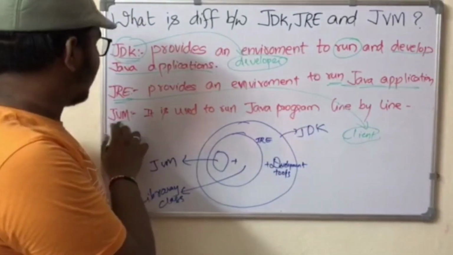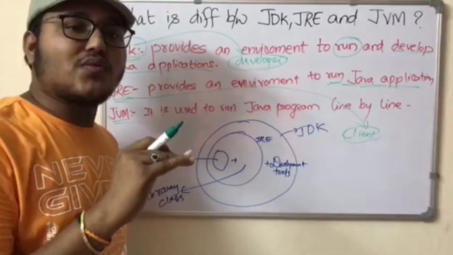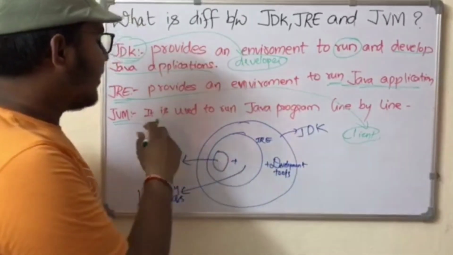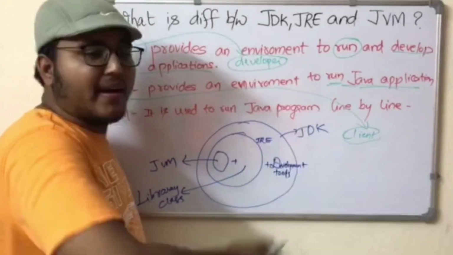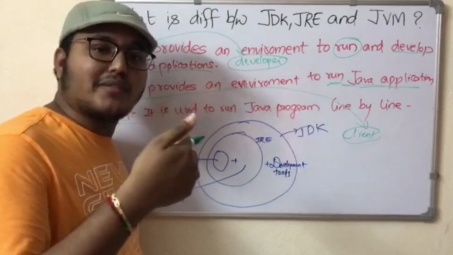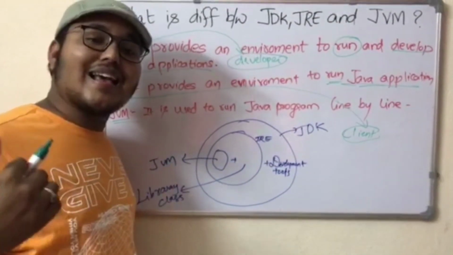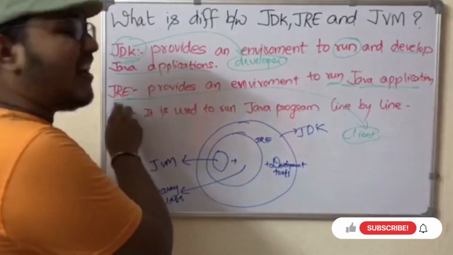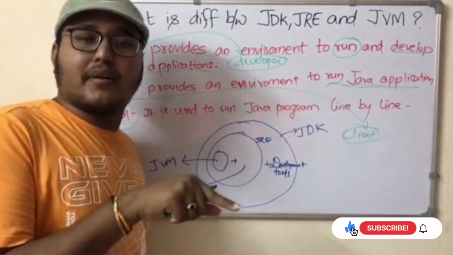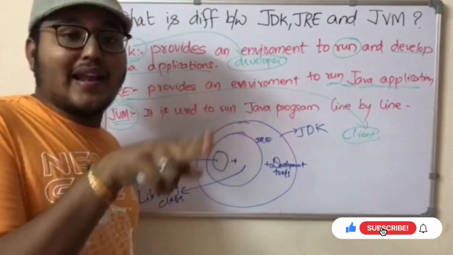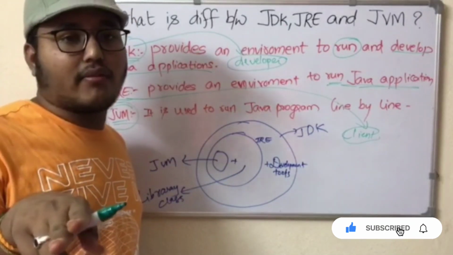Now, what is JVM? JVM stands for Java Virtual Machine, and it is used to run the Java program line by line. As we all know, if you run a program line by line, it is called an interpreter. So this is a very important thing. JVM is very important to run the program line by line and to raise any syntax errors present in our program.